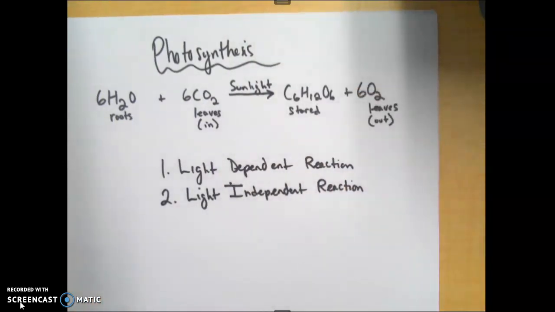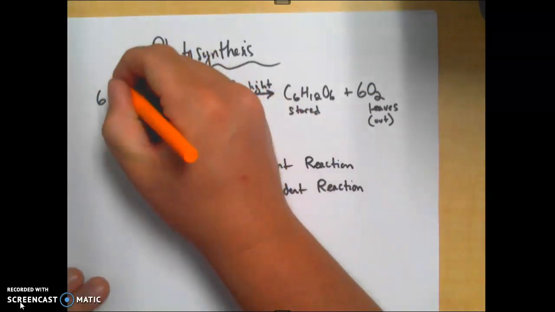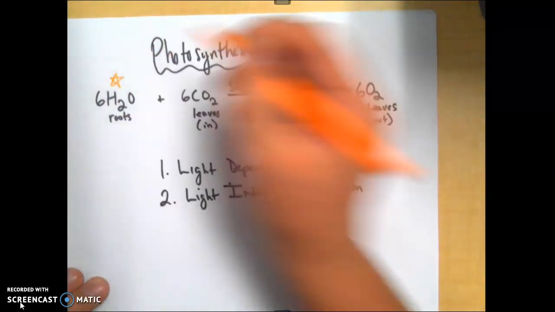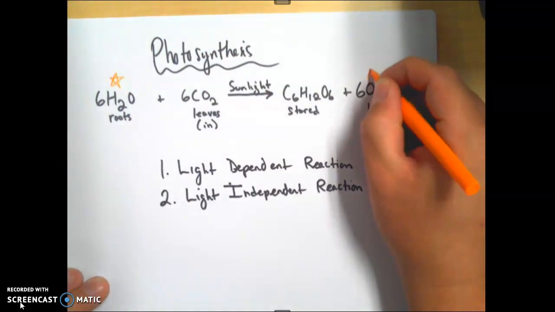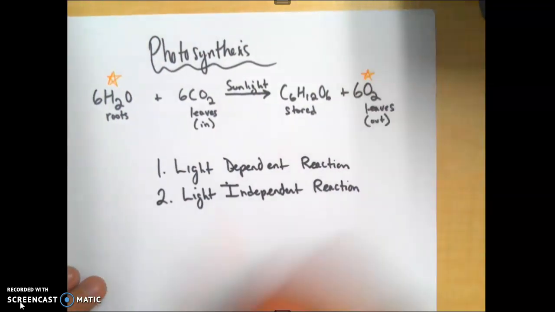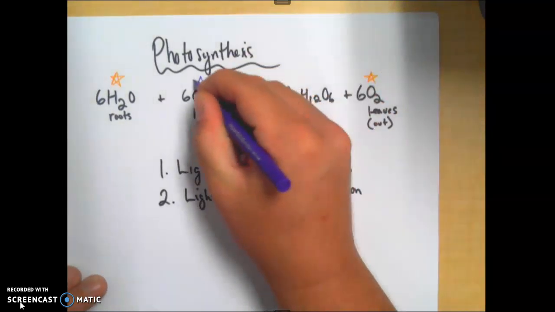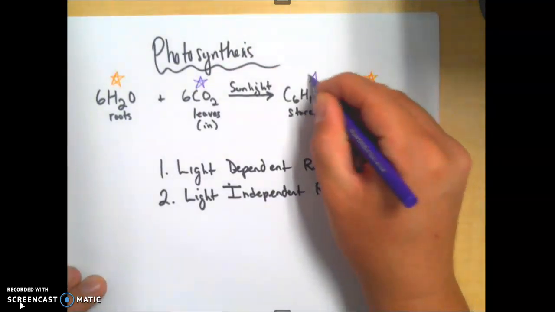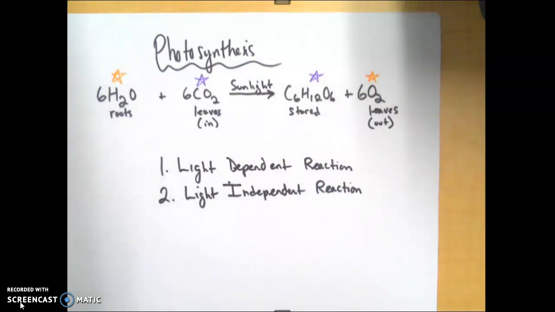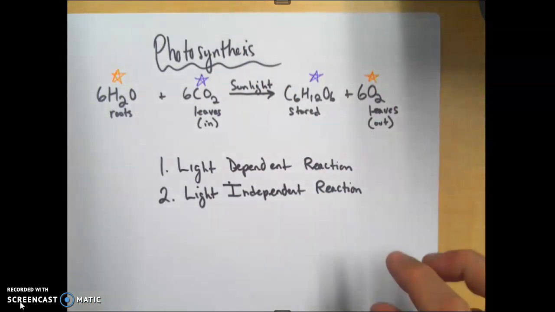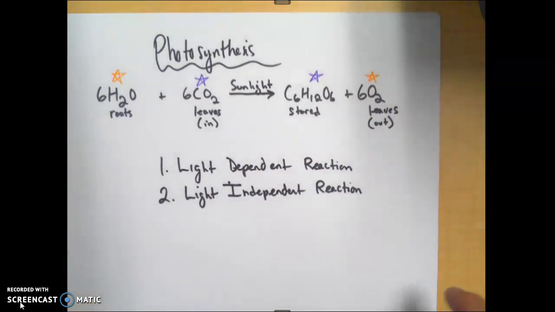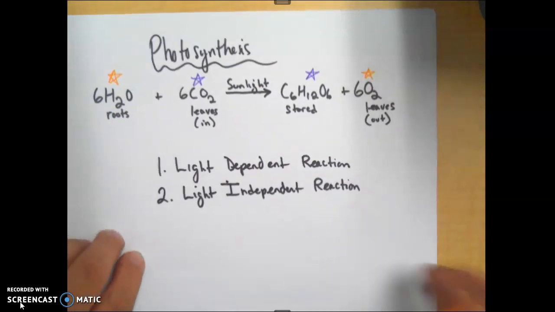I guess before I move on, let me do something real quick. I want to color code this. All right, right here, I'm going to put an orange star over water. I'm going to put an orange star over oxygen. And right here, I'm going to put a purple star over carbon dioxide and a purple star over glucose. All right, so this is our beginning. This is what we need to know about photosynthesis before I show the picture that I'm about to show.